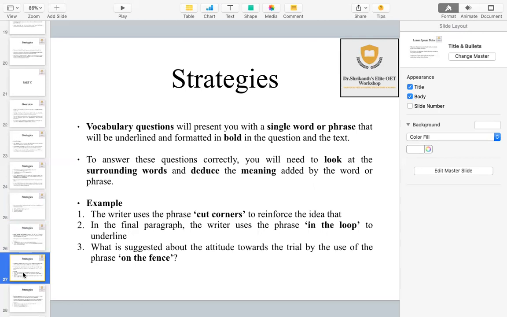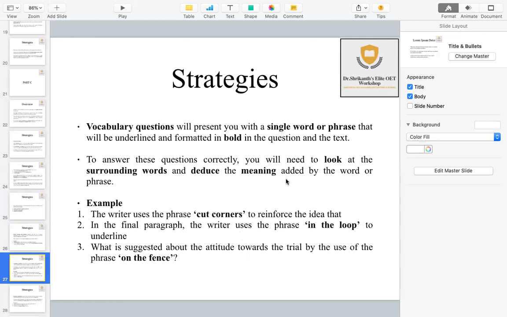Let's move to the second question type, vocabulary question types. Vocabulary questions will present you with a single word or phrase that will be underlined and formatted in bold in the question and the text. As you can see, in certain example questions it has been highlighted in bold. I did not do this; it is already like this in the questions. It will be a single word or phrase. In all these three questions, three phrases have been underlined and formatted in bold.